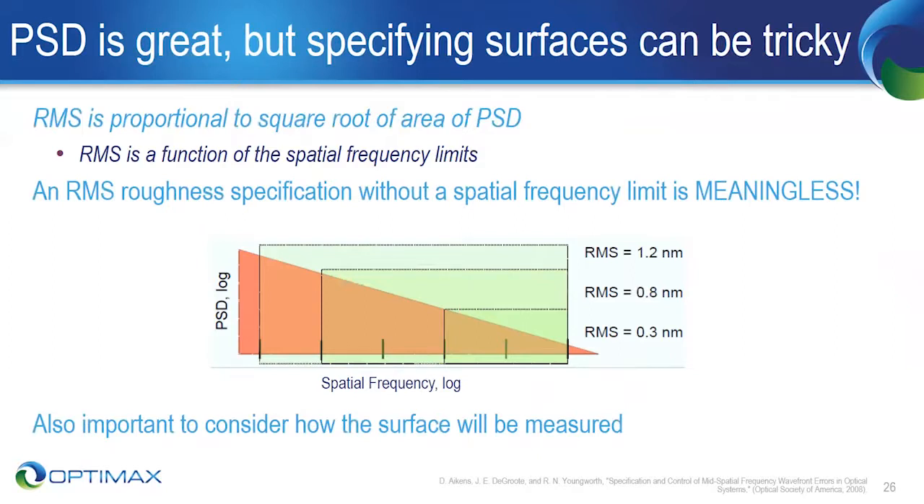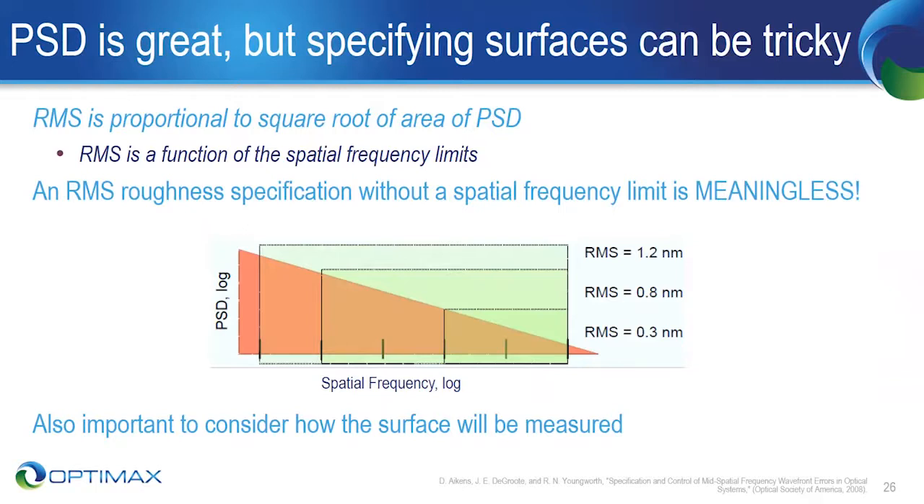But a very nice introduction to be able to capture that information, that spatial frequency content, is to be able to correlate that to your RMS roughness specification, because RMS is proportional to the square root of the area of power spectral density. And it's a function of the spatial frequency limit, which is why I mentioned band limited RMS. So giving an RMS surface roughness specifically for the spatial bandwidth of interest.